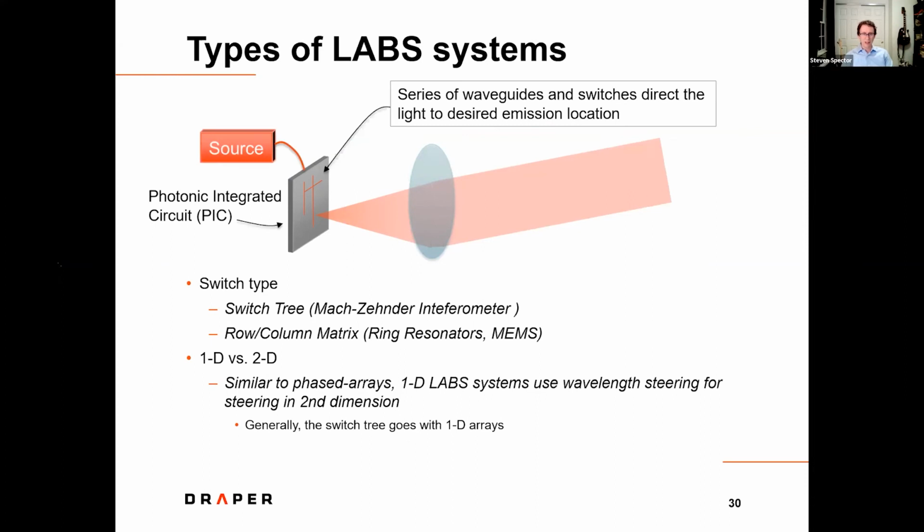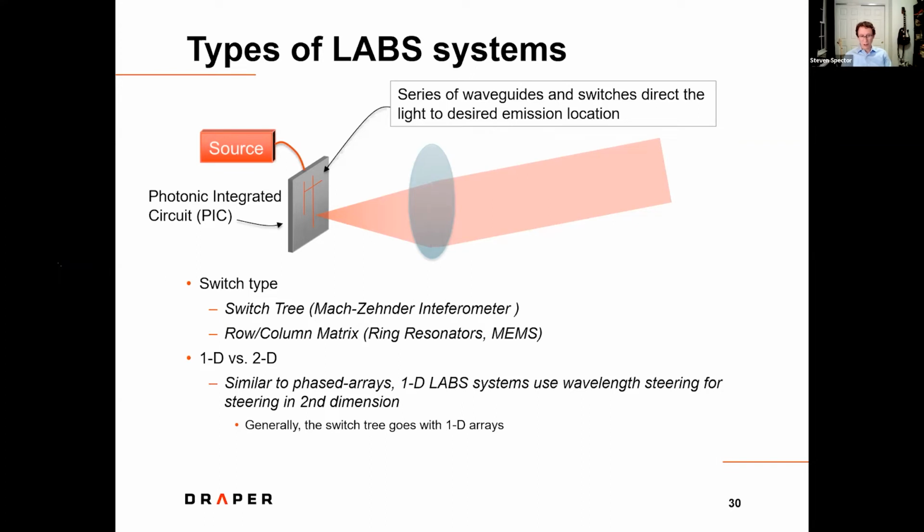And so these systems are going to use a chip and an off-chip source typically. So you have an off-chip source that pumps light to the chip, and then on the chip, there's a series of waveguides and switches that direct the light to the desired emission location. And then, same thing happens. You emit, the lens takes it and points it in a given direction. What makes these different systems different is that there could be different types of switch arrangements. There's switch trees, and there's a row-column matrix, and I'll talk about those.